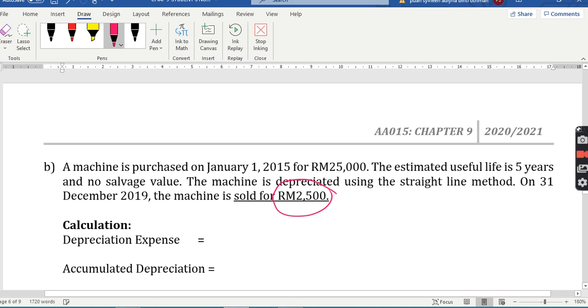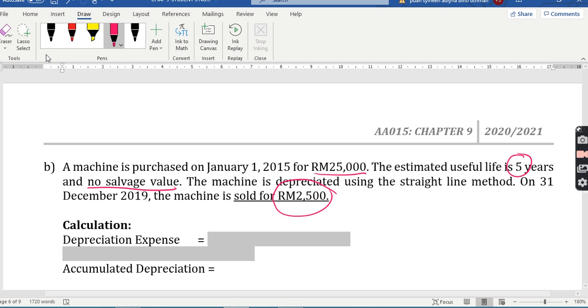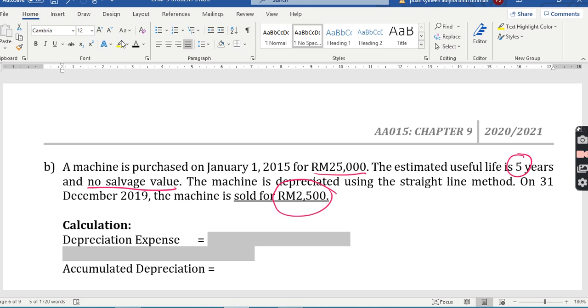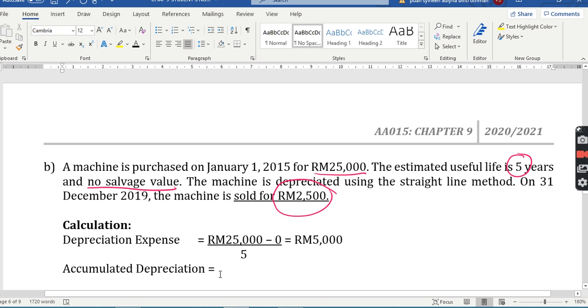That means you are getting that money in cash. As you can see here, the cost of the asset is 25,000, useful life is 5 years, and there is no salvage value. So the depreciation expense for 1 year is 25,000 minus 0 divided by 5. That gives you the amount of 5,000 ringgit.